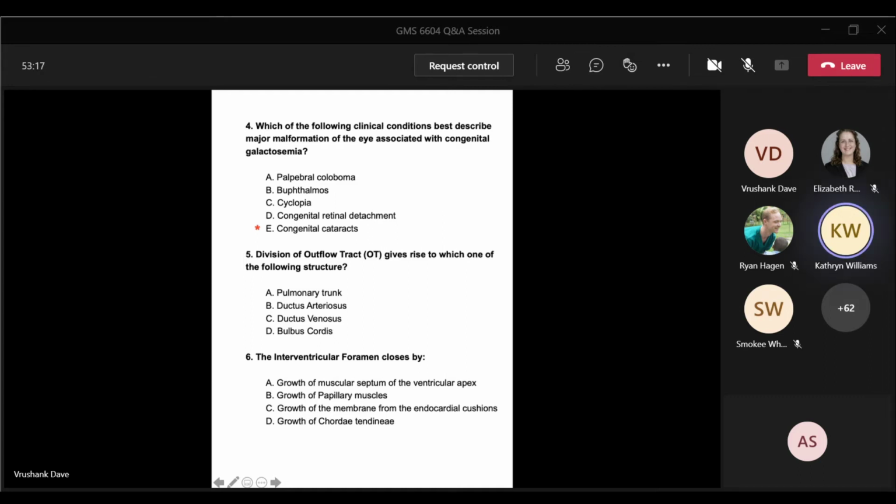Is it A? No, it is not A. The reason is it initiates the formation of the septum through the ventricular apex, and it is muscular, but then it stalls. It doesn't go all the way up.